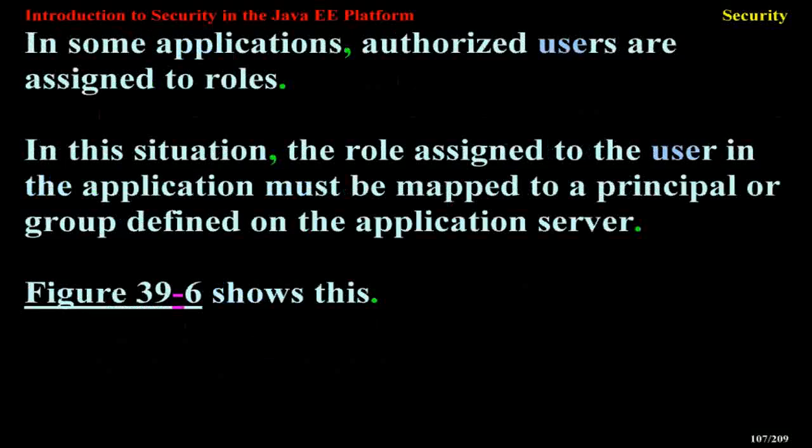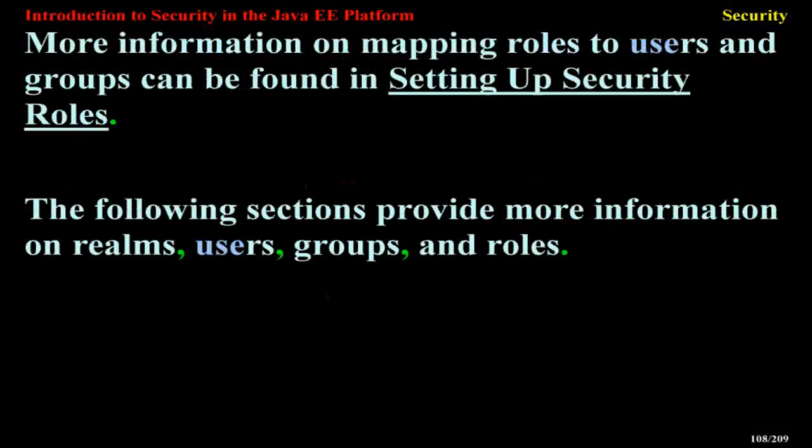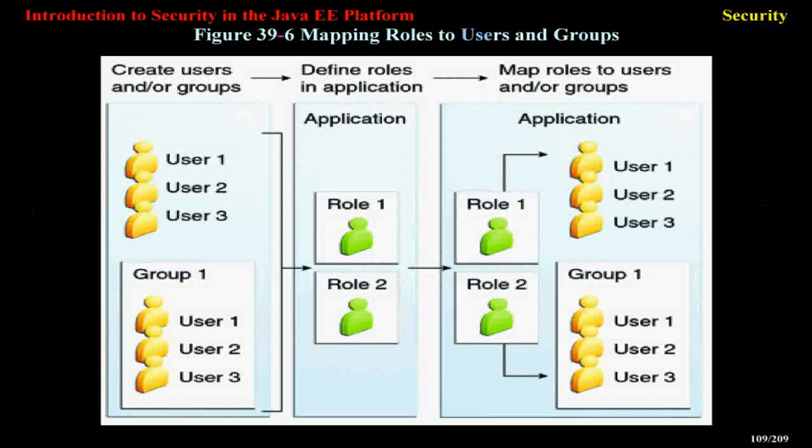In some applications, authorized users are assigned to roles. In this situation, the role assigned to the user in the application must be mapped to a principal or a group defined on the application server. Figure 39-6 shows this. More information on mapping roles to users and groups can be found in Setting Up Security Roles. The following sections provide more information on realms, users, groups, and roles. Figure 39-6, Mapping Roles to Users and Groups.